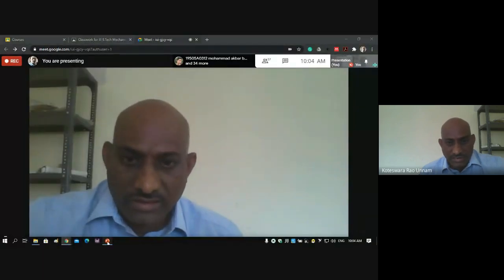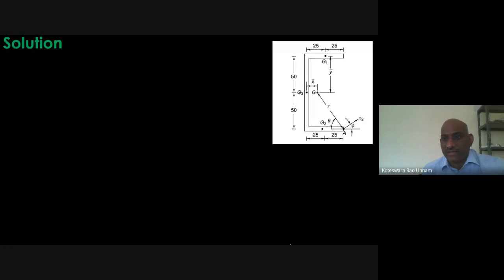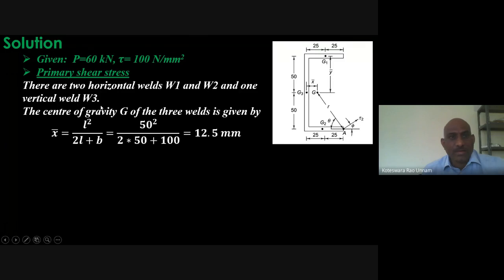So I'll take you to the presentation here. So this is what I have written. From the data book only, I have written these formulas. L square by 2L plus B. L is nothing but the length, this horizontal length he has given as L, and from ear to ear this distance he has given as B. So if I apply that, L is equal to 50, here B is equal to 100. So that's what I substituted in this. L is 50, B is 100.